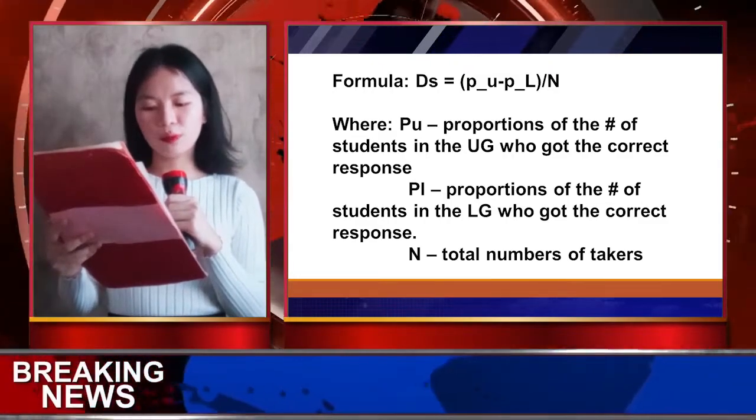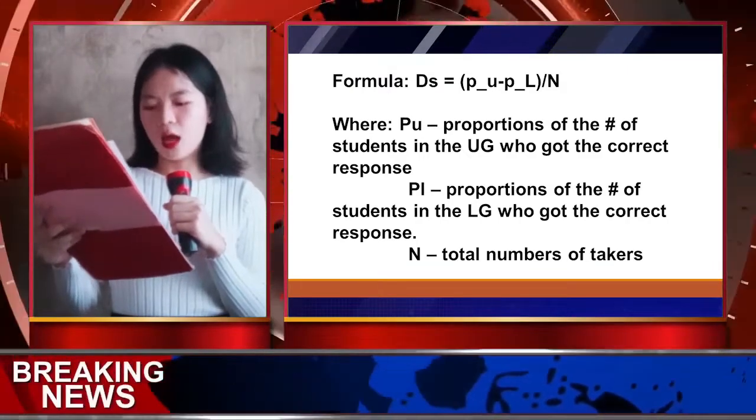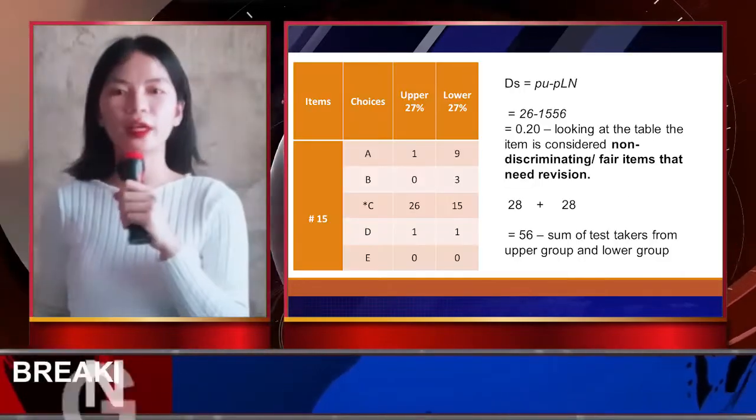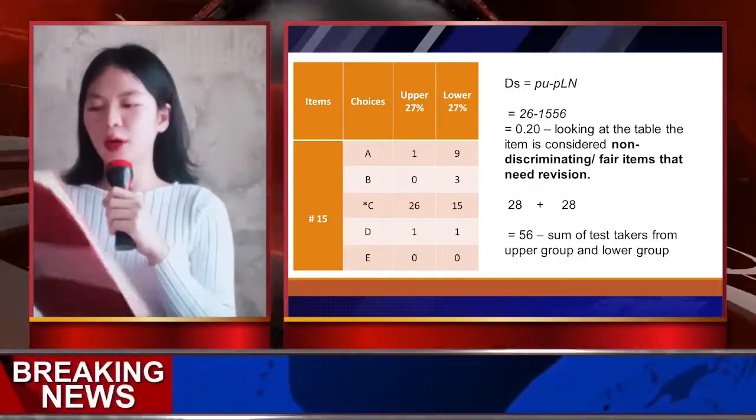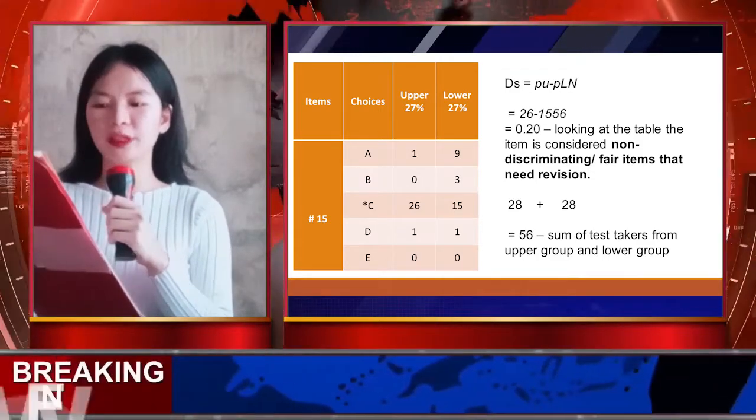PI is equal to the proportion of the number of students in the LG who got the correct response. N is the total number of takers. Here are the samples. Item number 15. Choice A: the upper group who got the correct response is 1.